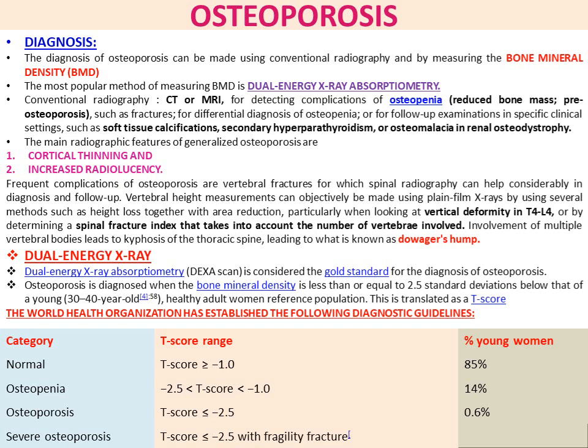The spinal fracture index takes into account the number of vertebrae involved. Involvement of multiple vertebral bodies leads to kyphosis of the thoracic spine, leading to what is known as Dowager's hump. That means hump-like bending of the spine, due to kyphosis, bone loss, and osteoporosis, with T4 to L4 vertebral column deformity, and the height and area of the vertebrae decrease.